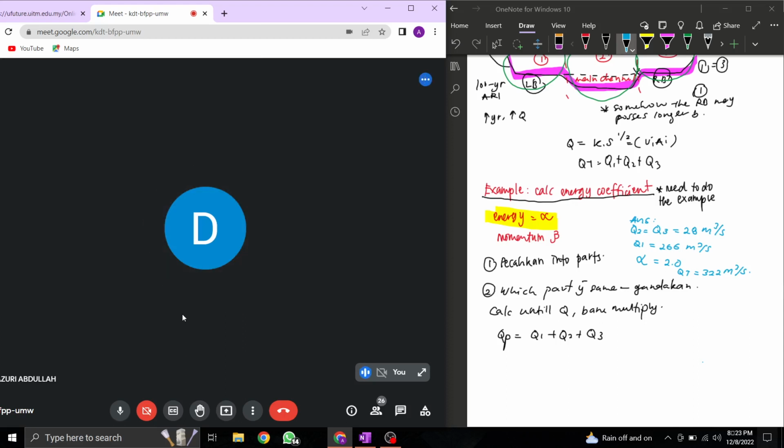Dimensionless tak ada. Sebab tu dia coefficient. Dia coefficient ni, keyword dia coefficient. Kalau cakap pasal coefficient ni is dimensionless lah. Alright, no problem.